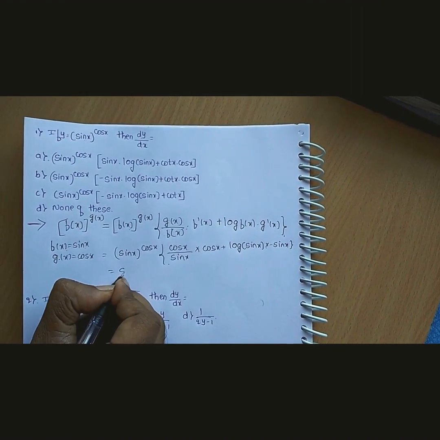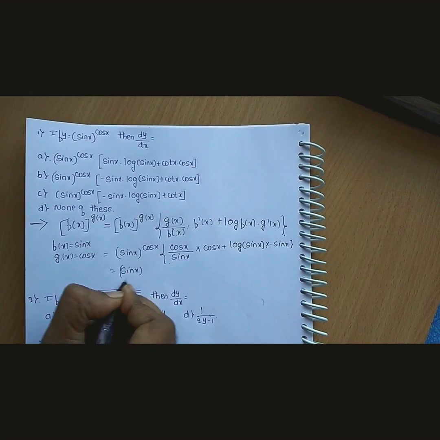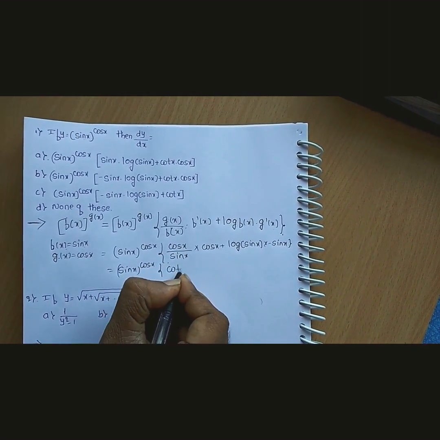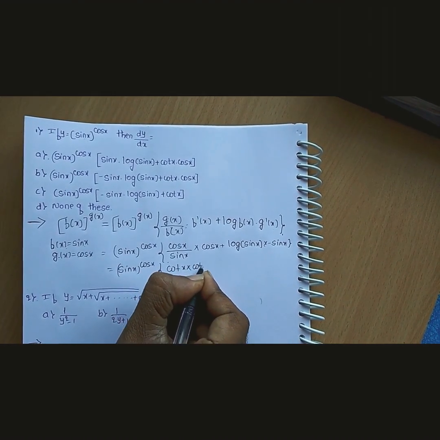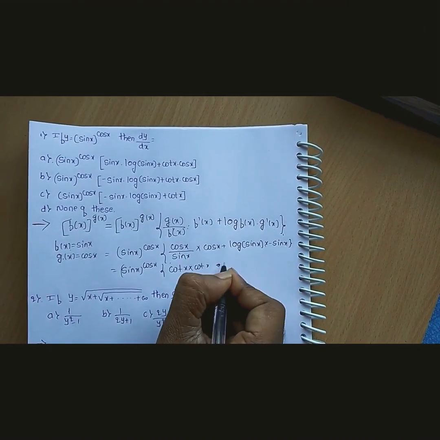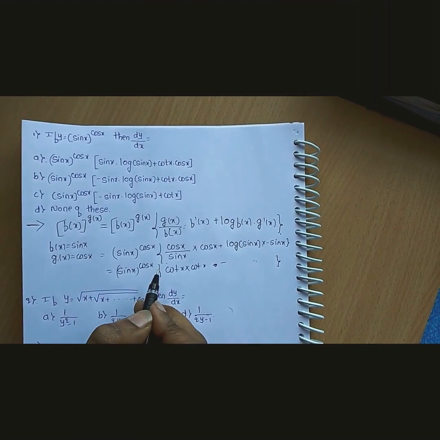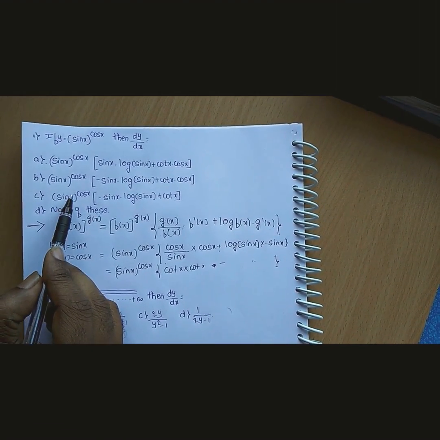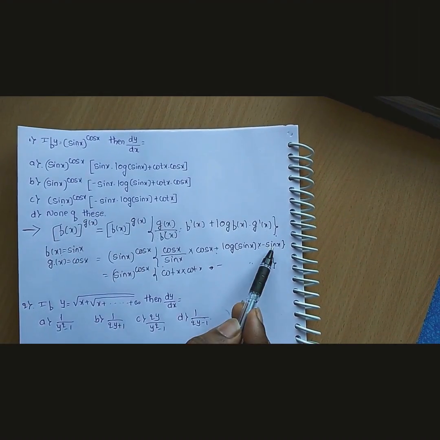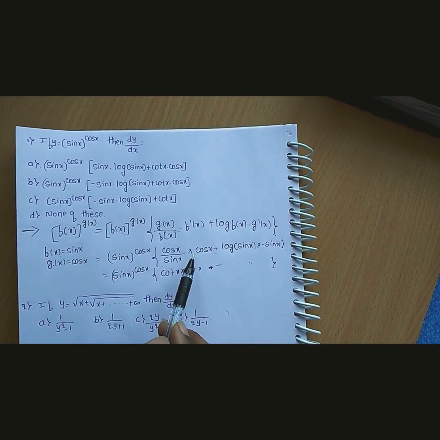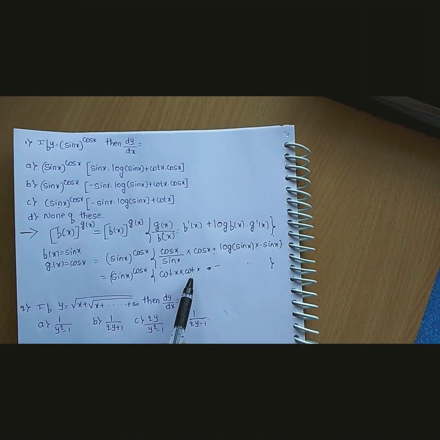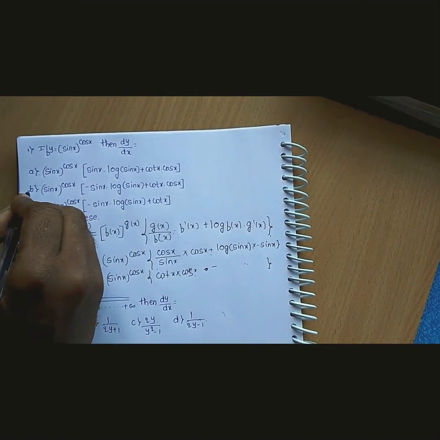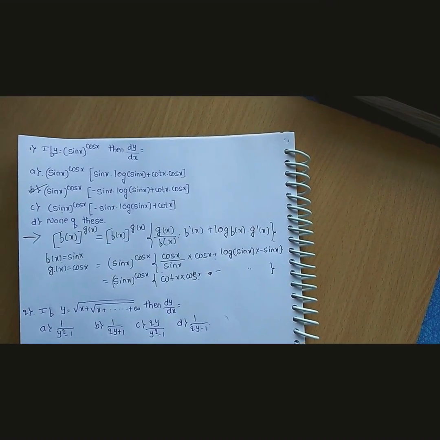So this can be written as sin x to the power of cos x into cos by sin, which is cot x, into cos x, plus minus sin x into log sin x, remaining as it is. Looking at the options, sin x to the power of cos x into cot x cos x minus sin x log sin x. This is option B, our correct answer.